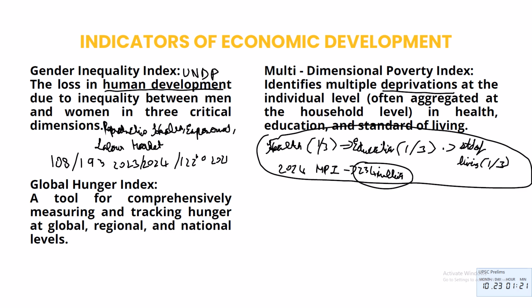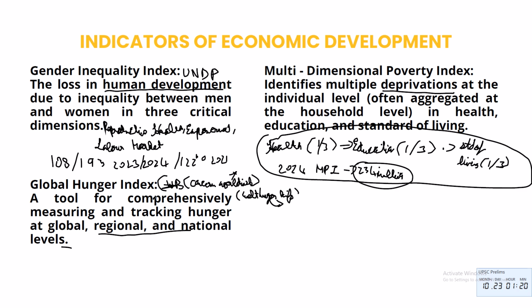Next one is the Global Hunger Index. It is developed by Concern Worldwide and Welthungerhilfe. So this one is from Ireland and this one is from Germany. It is a tool for comprehensively measuring and tracking hunger at global, regional and national levels.